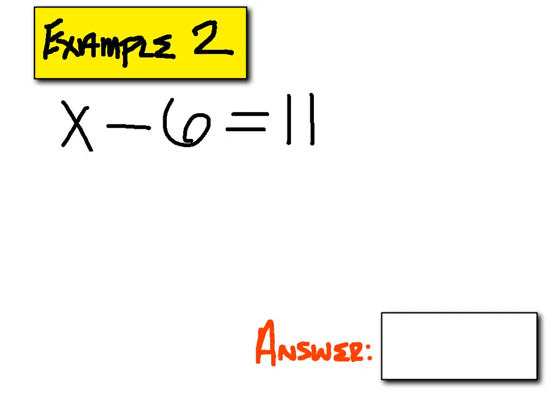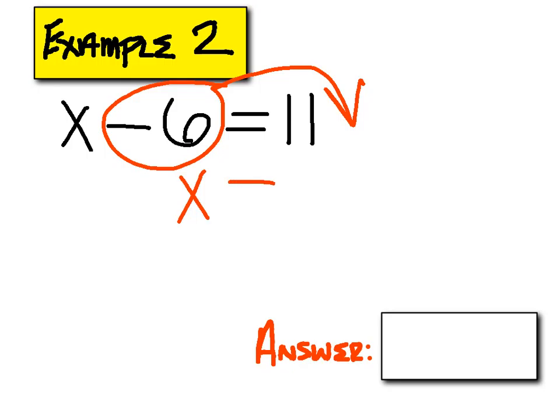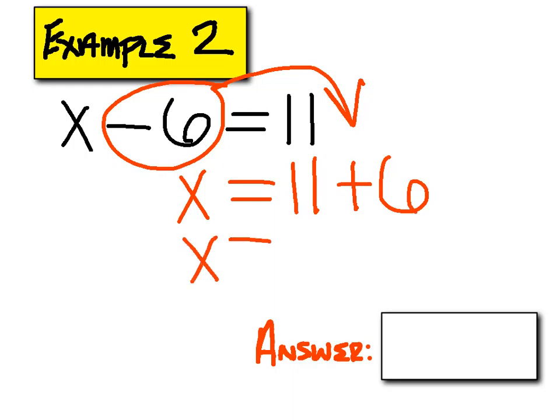Okay, for example 2, we have x minus 6 is equal to 11. Our x is positive in this case, so we don't have to move it. All we need to do is move this number to the opposite side to get our positive x by itself. So on the left side, we just have x. On the right side, we have 11 plus 6. So our answer is going to be 17.